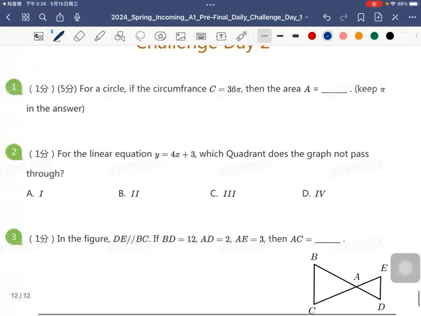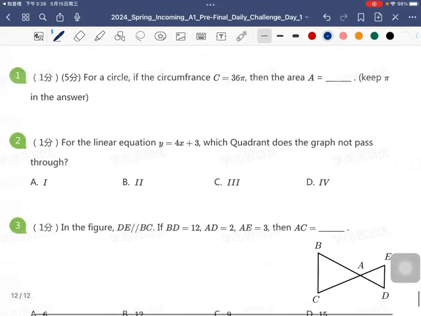Alright, so the first problem we have is related to circles. We're told that the circumference C is 36 pi and we want to know the area. If you think about it, in order to calculate the area, what do you need? You will need to know what the radius is. So where can you get the radius from? Well, it's of course from the circumference.